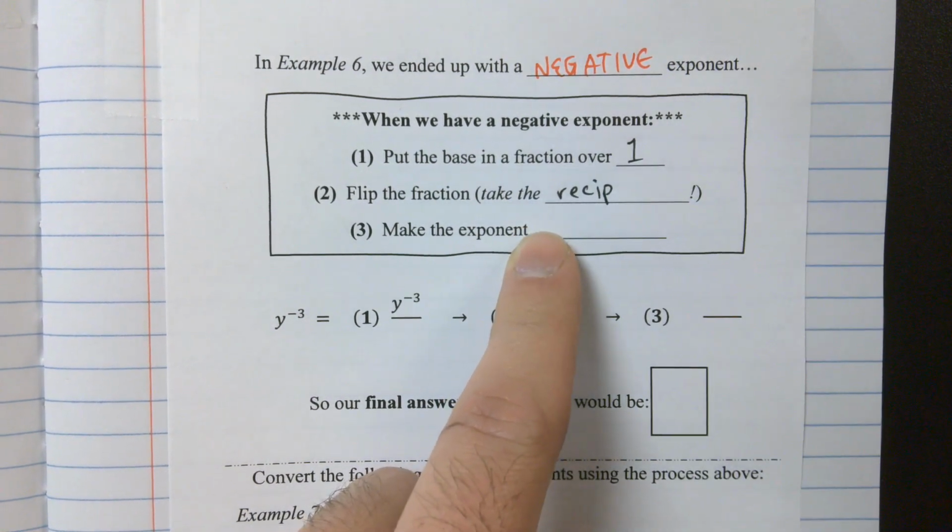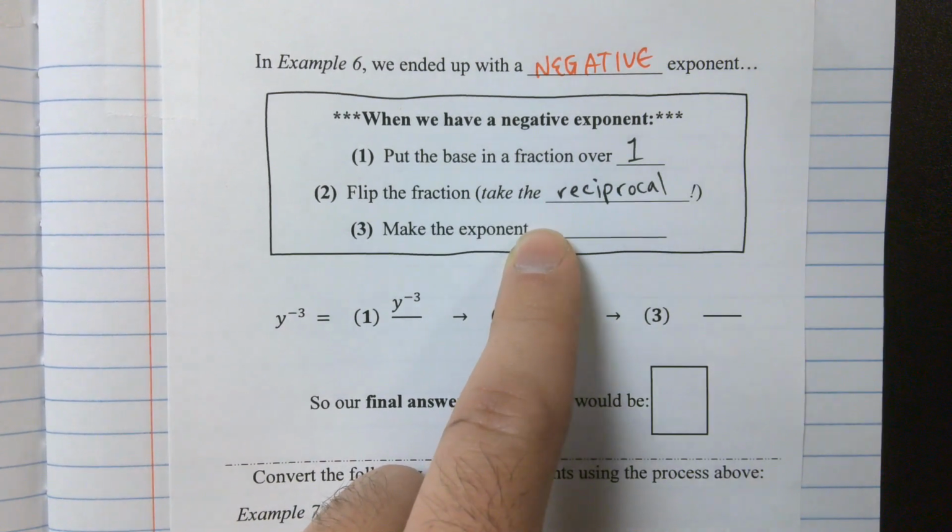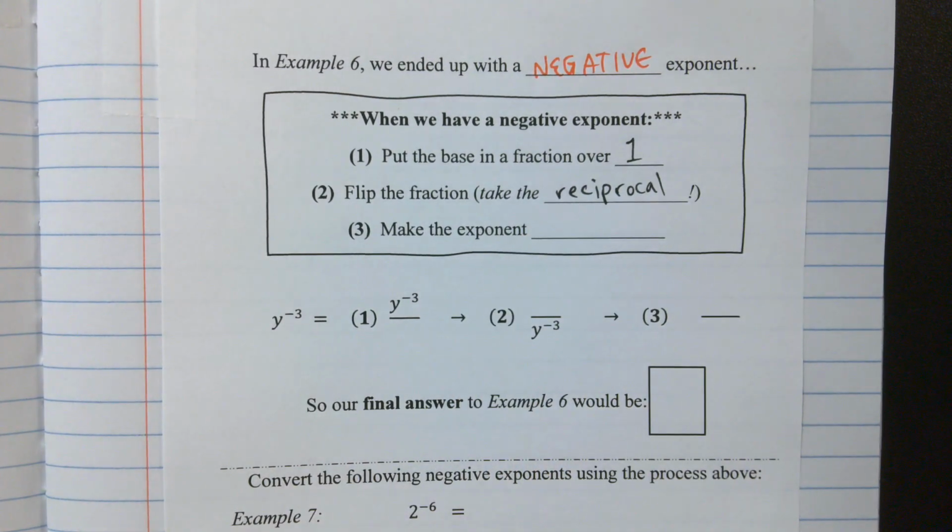No one remembers? Reciprocal. That's right. Reciprocal. So we're just going to flip. The bottom is going to go to the top. The top is going to go down to the bottom.